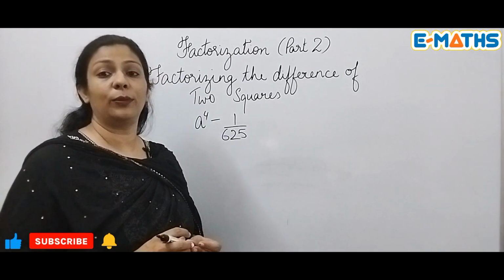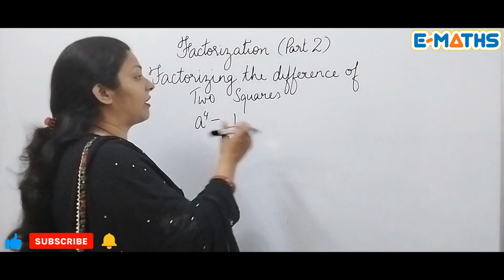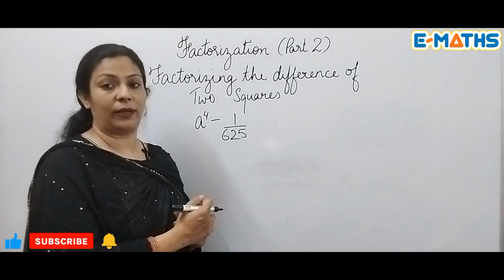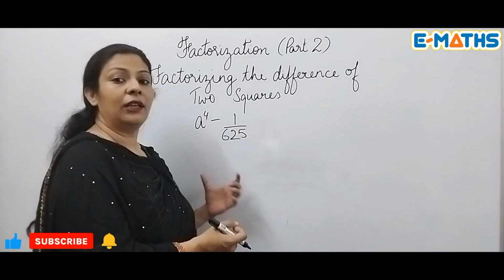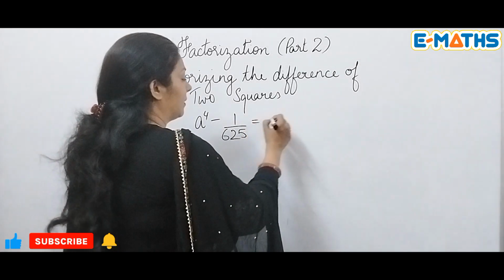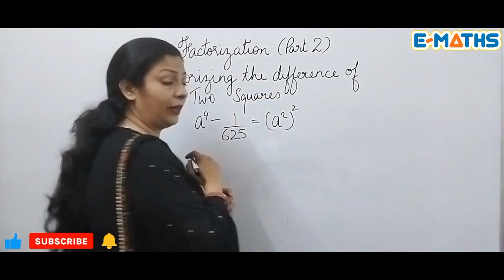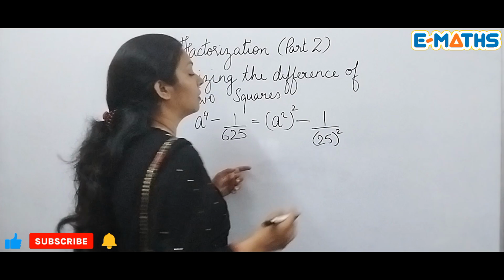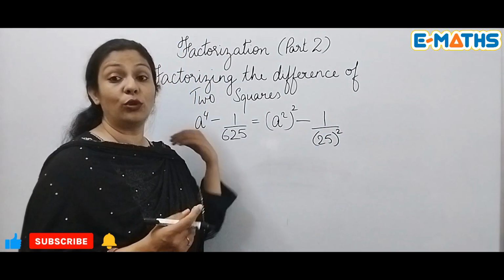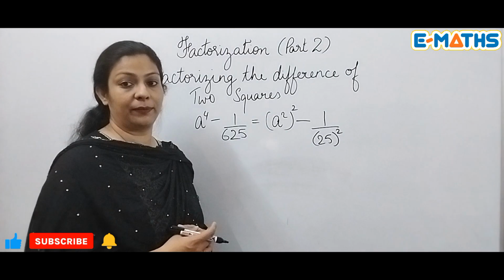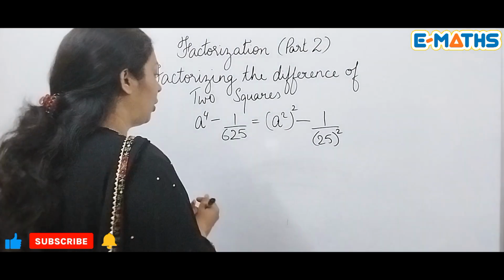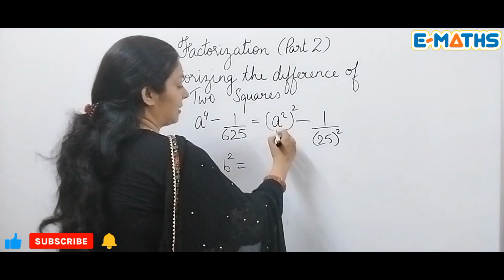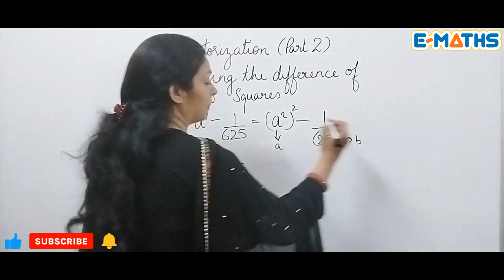Now I have taken another question for the same method, factorizing the difference of 2 squares. Here we have a to the power 4 minus 1 upon 625. Now a^4 can be easily written as a squared whole square minus 1 upon 25 whole square, because we know that the square root of 625 is 25. So here again I am going to put the identity a square minus b square, where this remains the a and this remains the b.